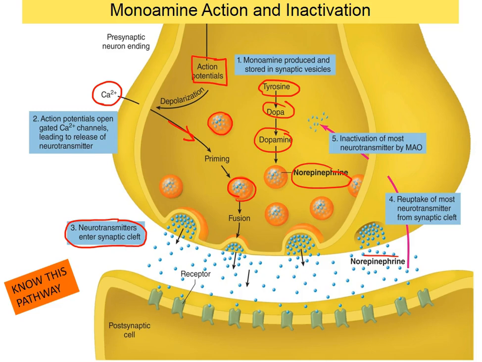Okay, so we're talking about norepinephrine here. And then it binds to its receptor on the postsynaptic cell. After norepinephrine does its job, it's actually taken back directly into the presynaptic cell and inactivated by an enzyme, which it says MAO here, or monoamine oxidase.